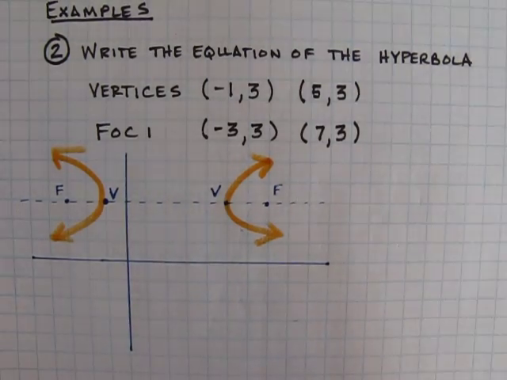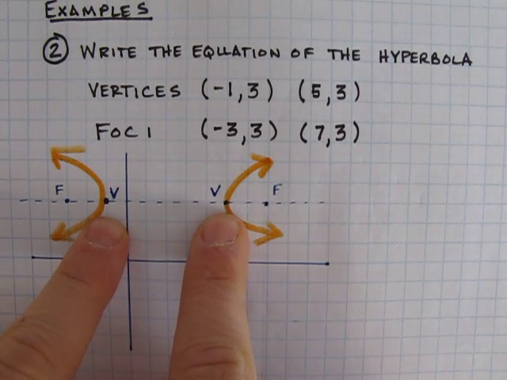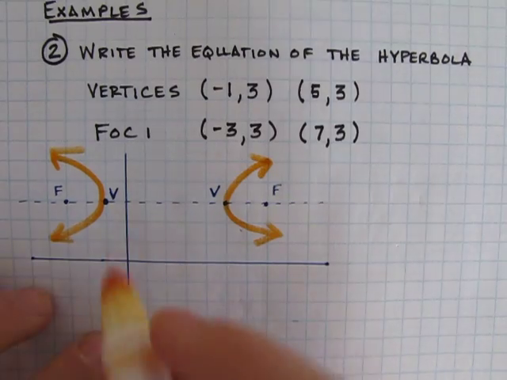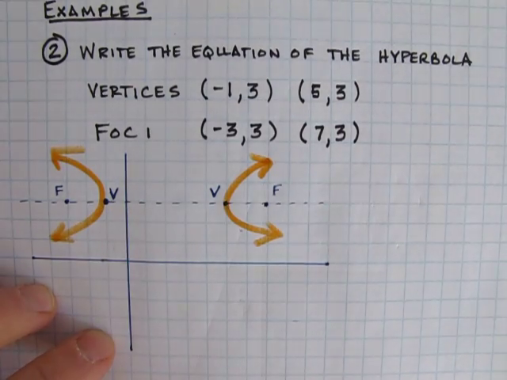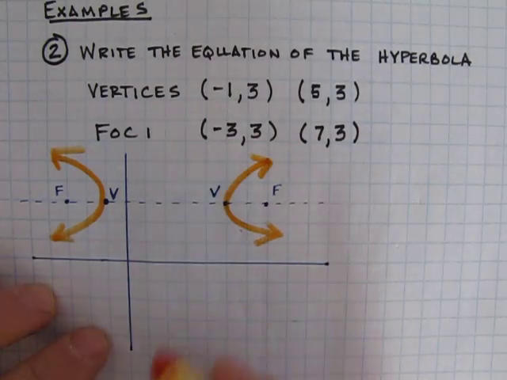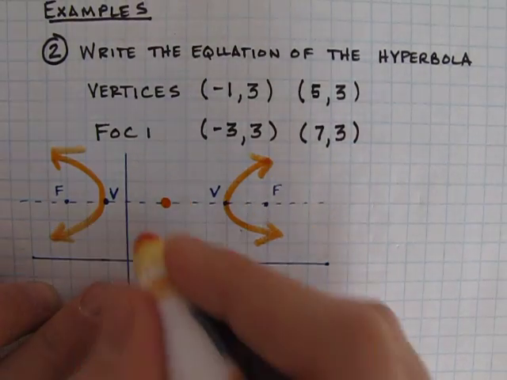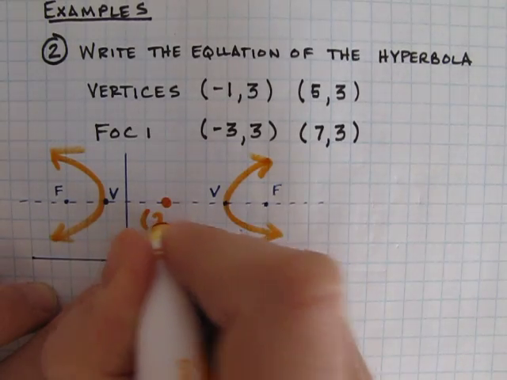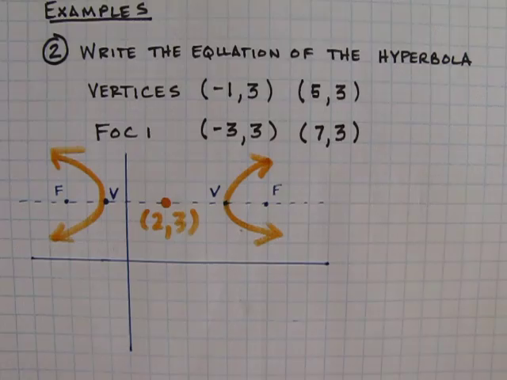It also tells us where our center is going to be, and we need that center. See those two vertices? We know that the center has to be halfway in between them. So I'm going to count 1, 2, 3, 4, 5, 6 units between them. I'm going to cut 6 in half, so that gives us 3. There's our center. So that center is at the point 2, 3. And now we're ready to start writing our equation.